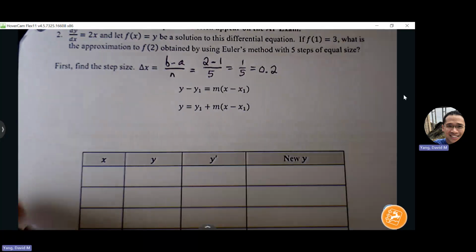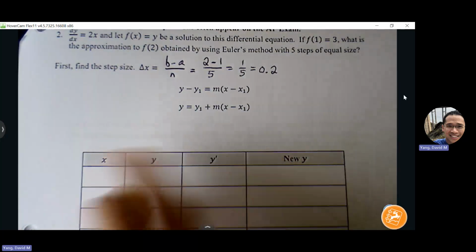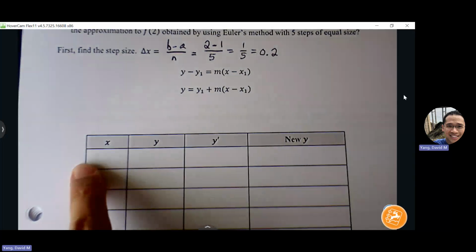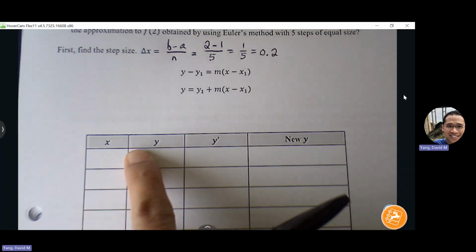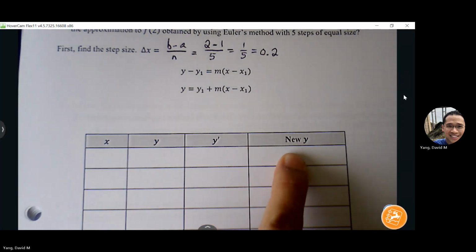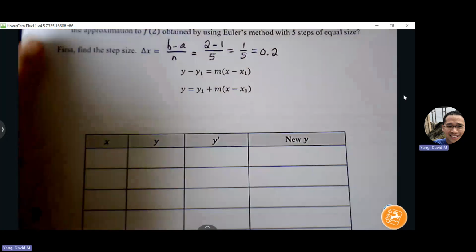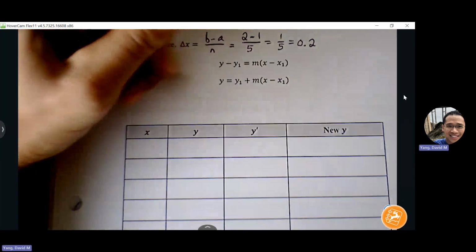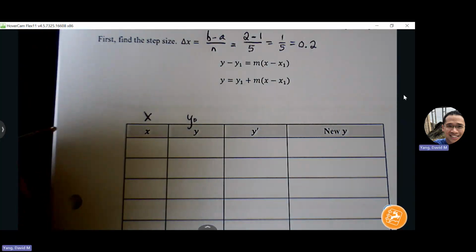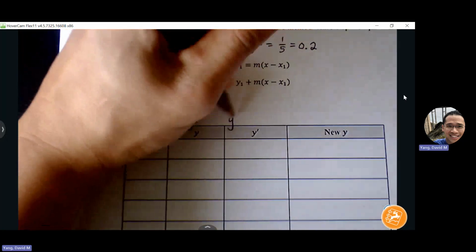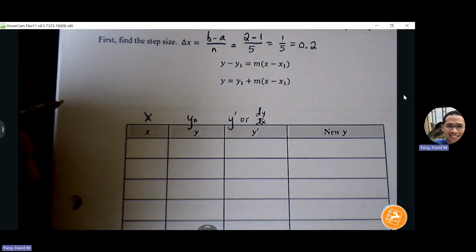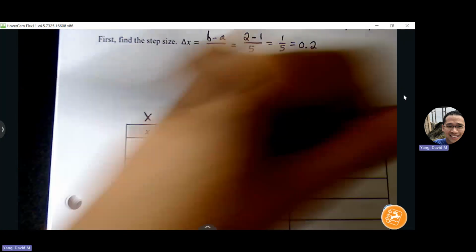So each time we're going to create, if the table is not drawn for you, then we'll just draw our own table. So your table is going to have 4 columns. You're going to have x, y prime, and your new y. And what I sometimes do on my table here is I say x and I say y sub 0 to indicate that's going to be my starting y value. You can say y prime or dy dx. Here you're gathering your slope information. And your new y looks like this.